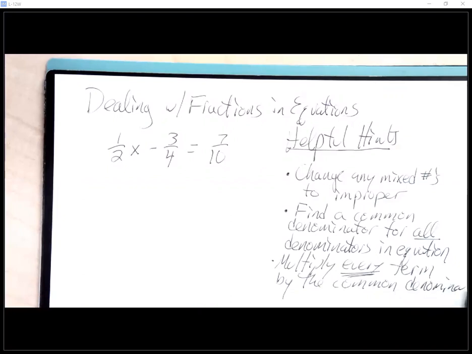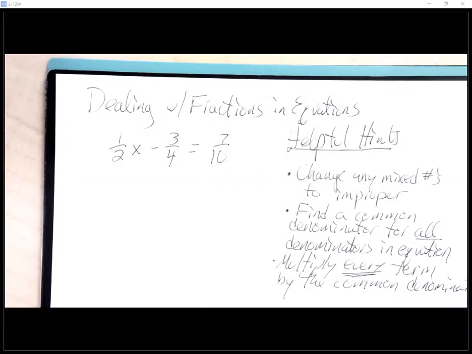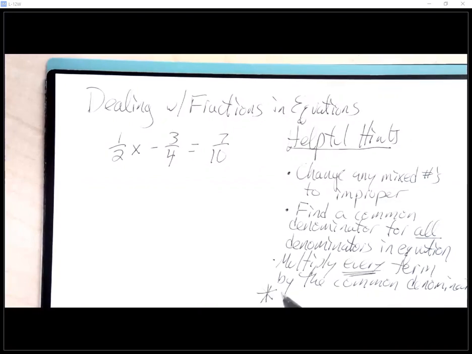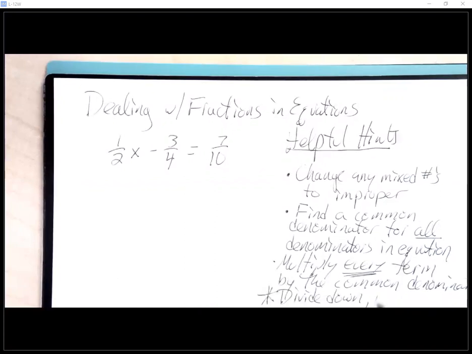Now I'm going to add right here my little saying, and you'll understand what this means more in just a minute. We're going to divide down, multiply up. It's sort of a fast way to do that.